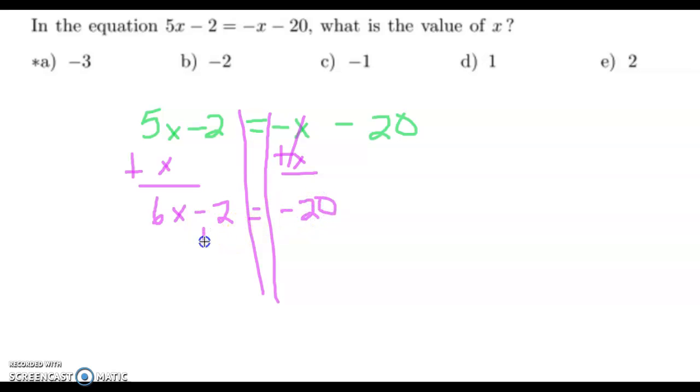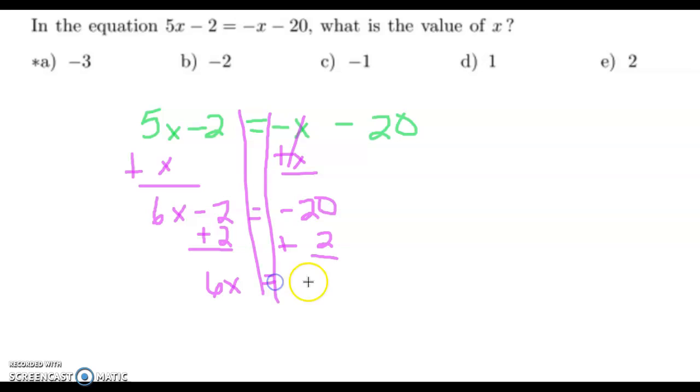I then have to go ahead and bring my constants to the right side. So I'm going to add 2 to both sides. And then I think I did something wrong. Let me just check. I know I did something wrong. 5x plus 6x plus 2. Oh, no, I guess not. Oh, yes. Okay, here we go. I have 6x. Sorry about that.